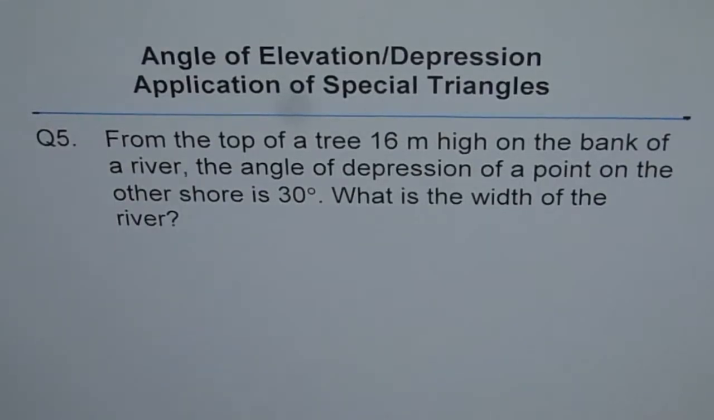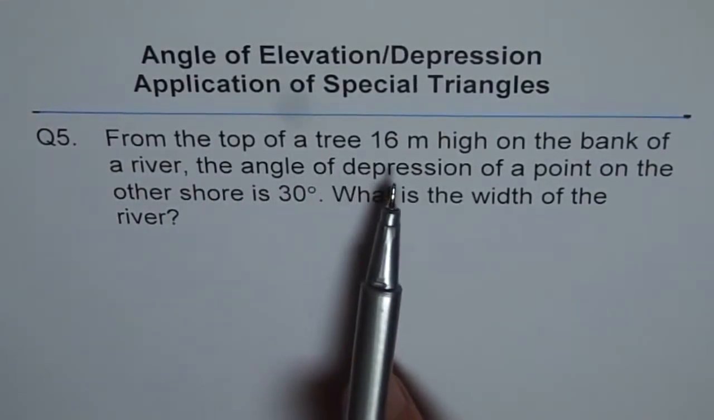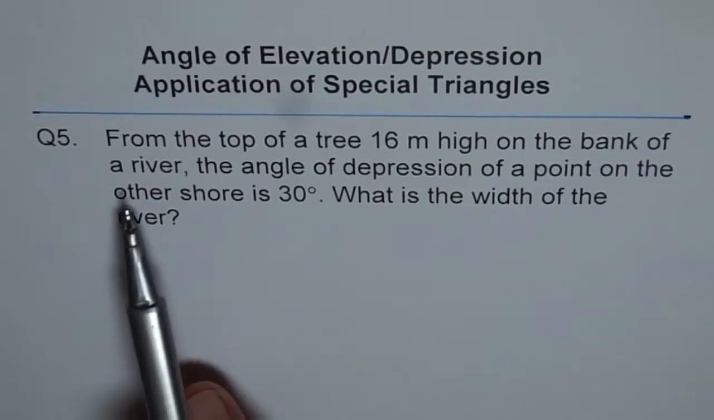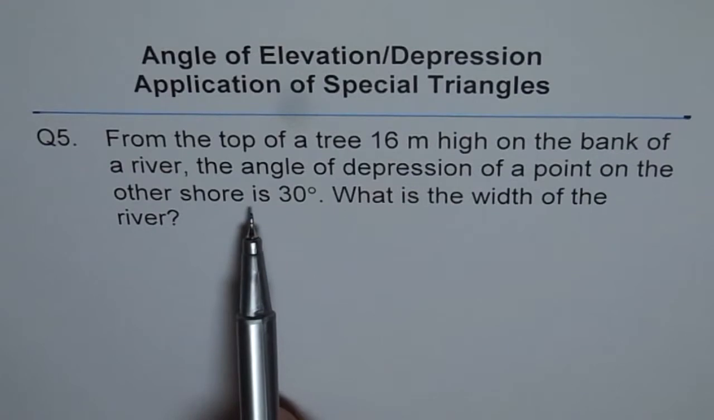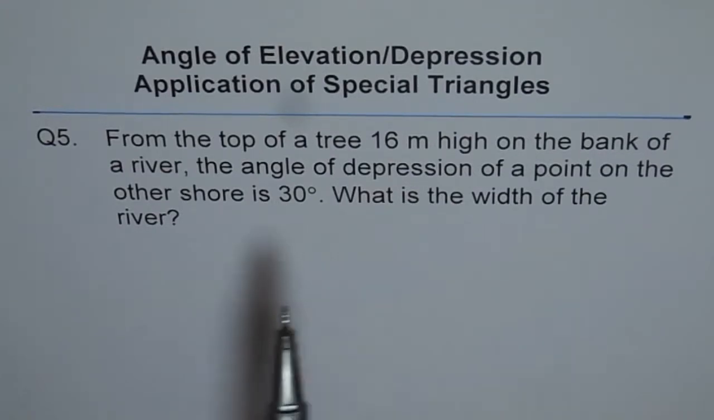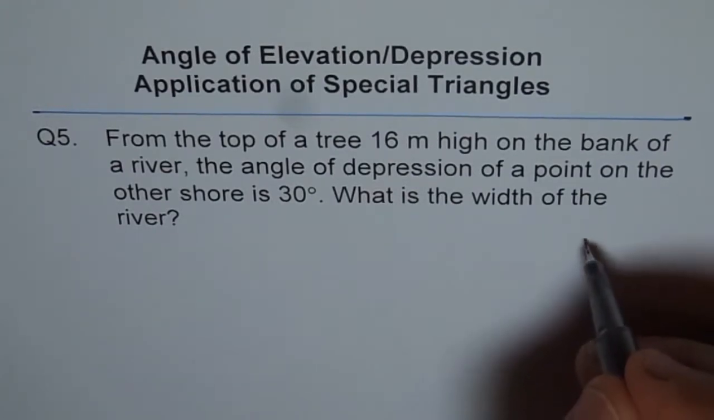Question 5. From the top of a tree 16 meter high on the bank of a river, the angle of depression to a point on the other shore is 30 degrees. What is the width of the river? Okay, let's try to sketch it first.